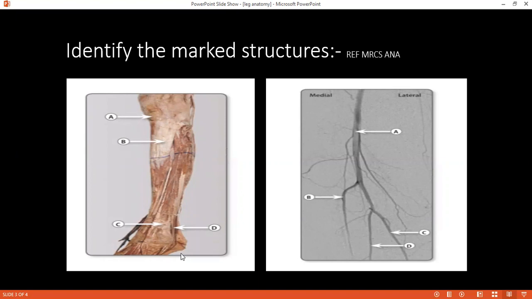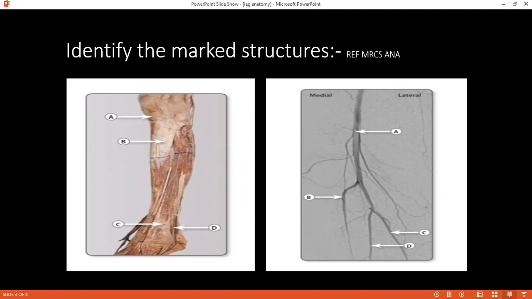Can you tell me what are the structures which pass behind the medial malleolus? From anterior to posterior, it will be tibialis posterior, then flexor digitorum longus, the posterior tibial artery and the nerve, then flexor hallucis longus.